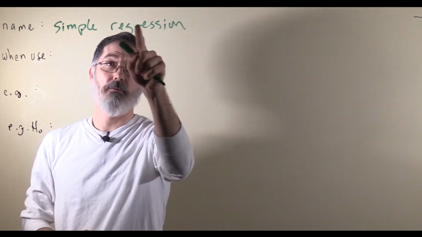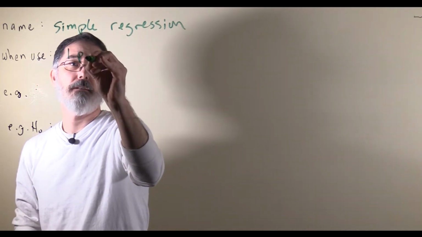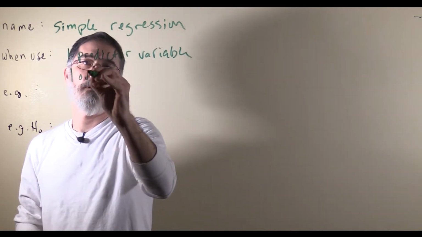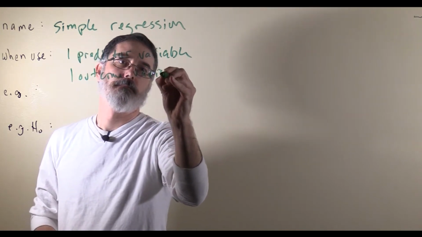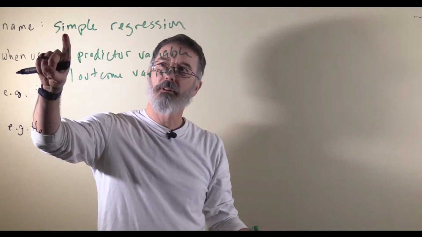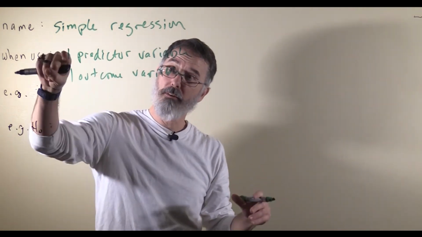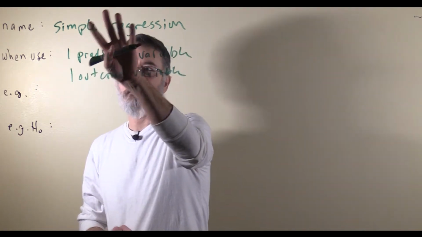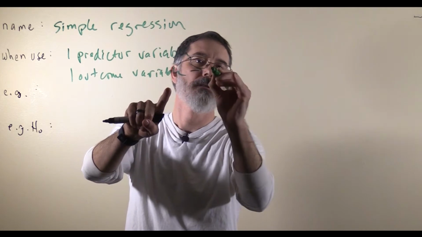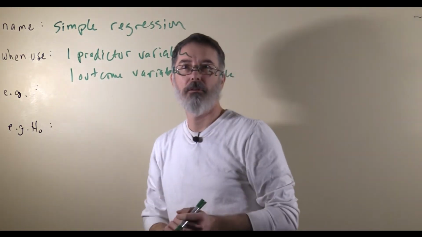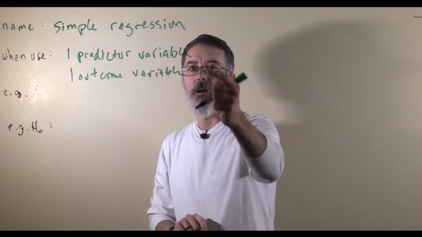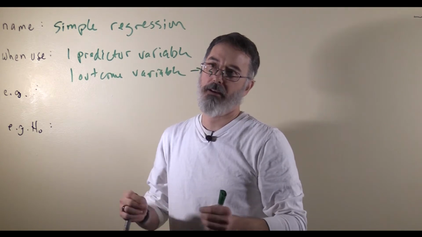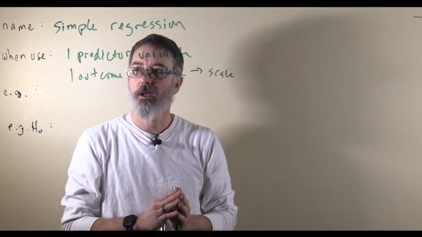So you use simple regression when you have one predictor variable and one outcome variable. And the thing that makes it simple is that you have one predictor variable. If you had more than one predictor, you'd be doing multiple regression. And so the outcome variable should be interval or ratio scale of measure. The predictor variable doesn't need to be. It can actually be any scale of measure, and it would work out okay.